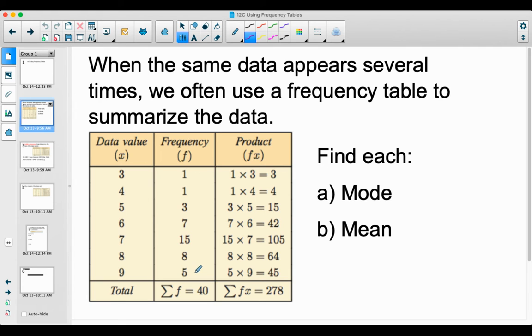So when we go to find the mode, it is very simple because it's the most often. And so 15 is the highest frequency, which means my mode is 7.